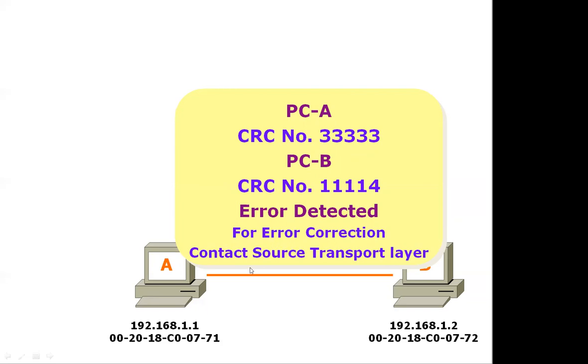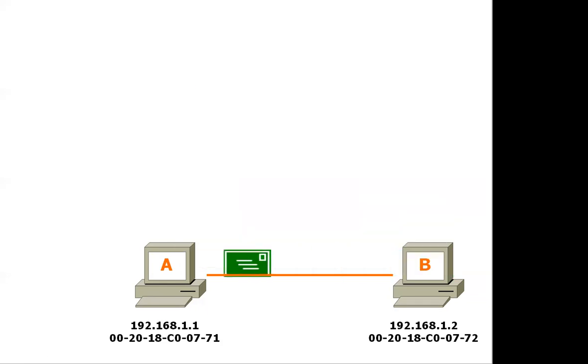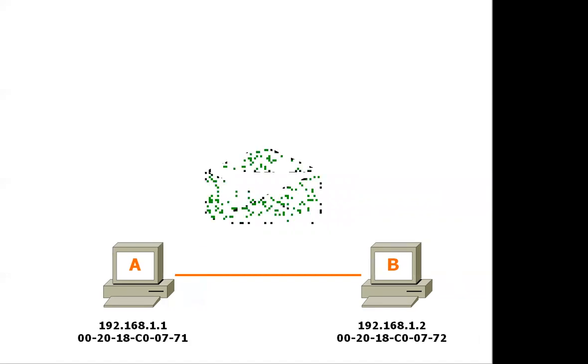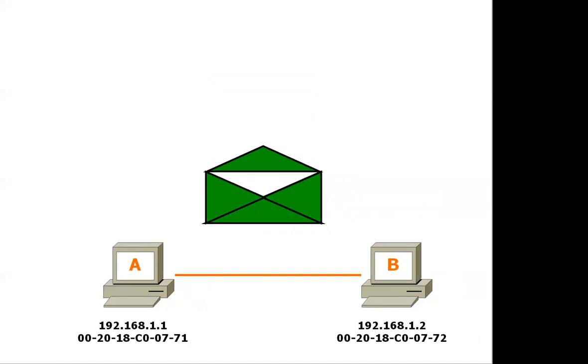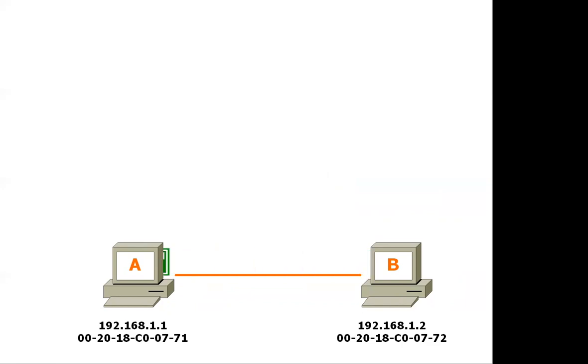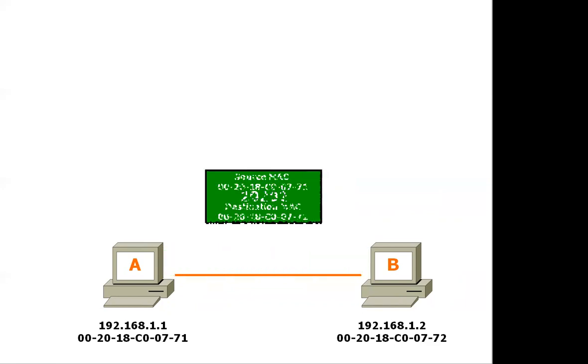For error correction, it contacts the source at the transport layer. I told you error correction is done at the transport layer. So A sends the data to B again, again with the number. Now I have to check the number on B. If the number is matched, then the data is processed. Otherwise, the data can be sent again and again.